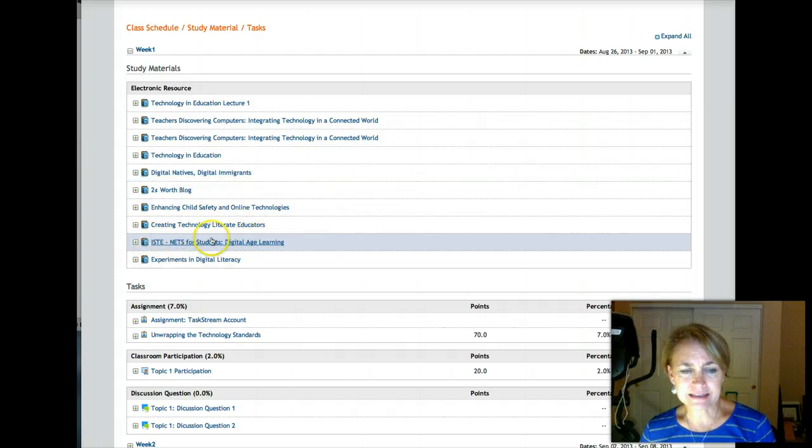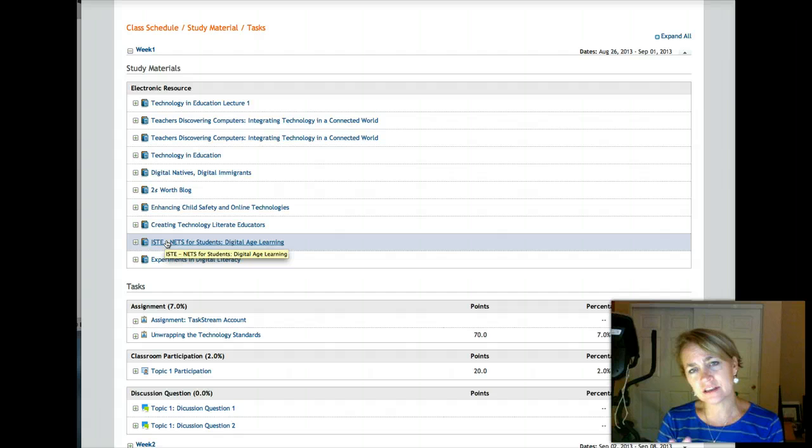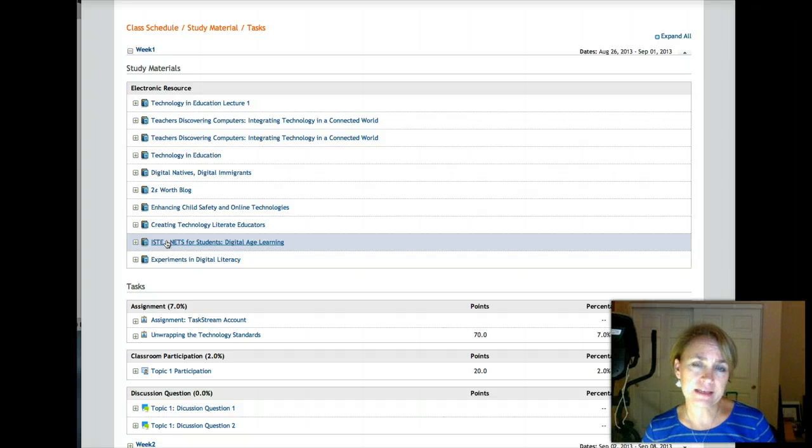The ISTE NETS. This is key. This is something that we'll be coming back to time and time again, which is why I changed the first assignment so that you're really just looking at the 2 NETS, the National Educational Technology Standards for students and the National Educational Technology Standards for teachers. I want you to see what those standards say, because we're going to live and breathe them for the next 17 weeks.